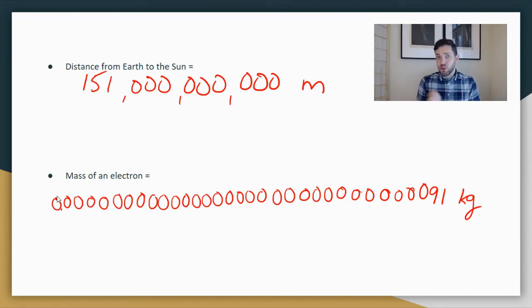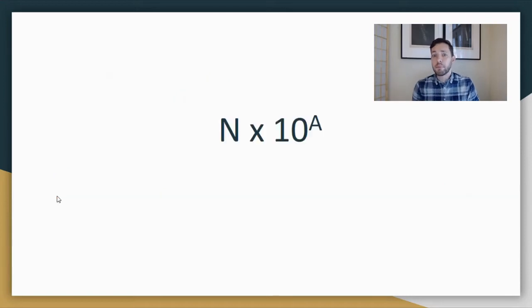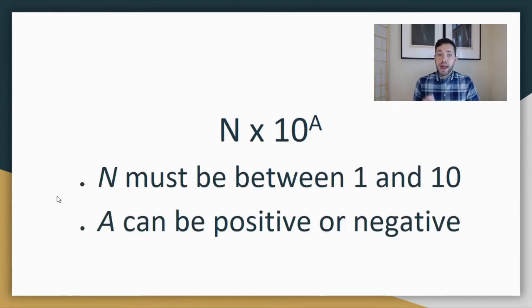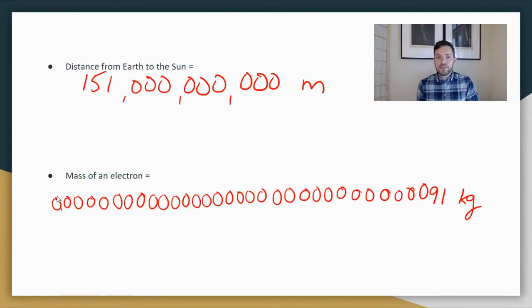So scientific notation, the way it works is that you have this sort of format of writing it. You have some leading number n times 10 to the exponent, we'll just call it a. Well, there are a couple rules here. The number n, that leading number, must always be between 1 and 10. It can be 1, but it can't be any smaller, and it can't be 10 or larger. This exponent a can be positive or negative, and it's just a measure of how many places you have to move the decimal. So let's look at these numbers and rewrite them in scientific notation.